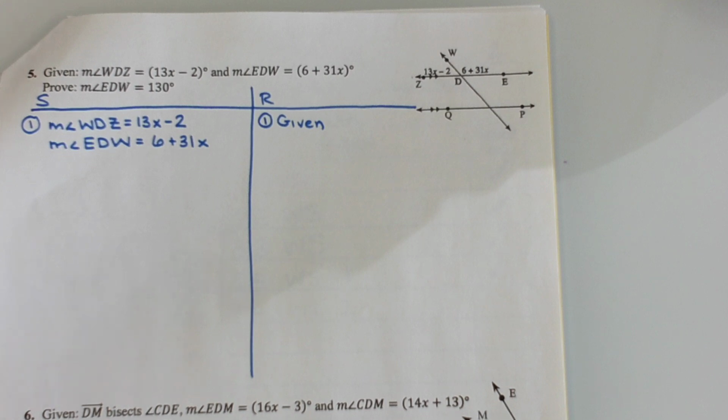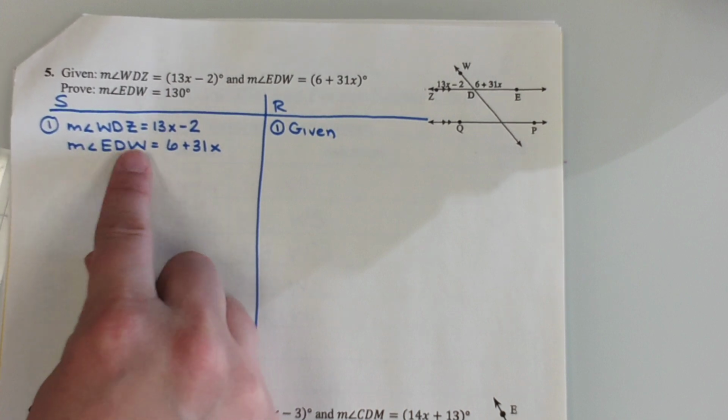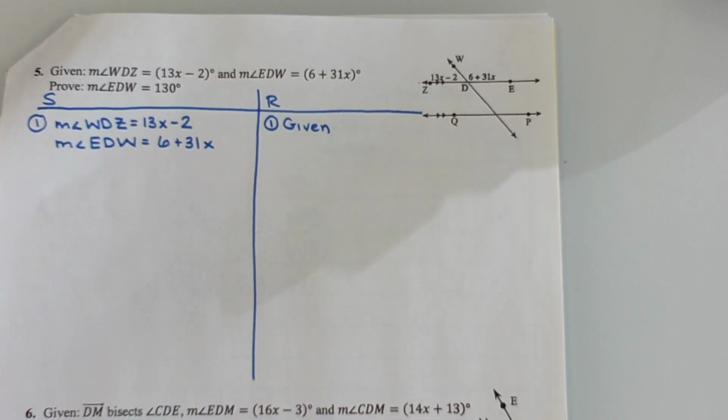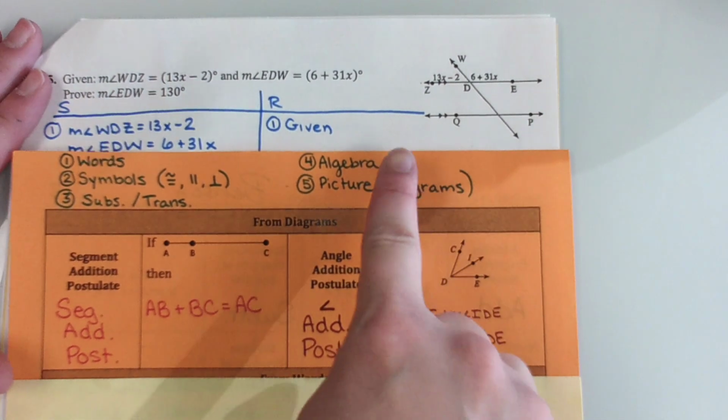Kylie, what's the 4th thing I look for? Can I do any algebra right now? Can I solve an equation that's got a name over here? No. Peyton, what's the 5th thing we look for? Pictures. So, I got a picture here.